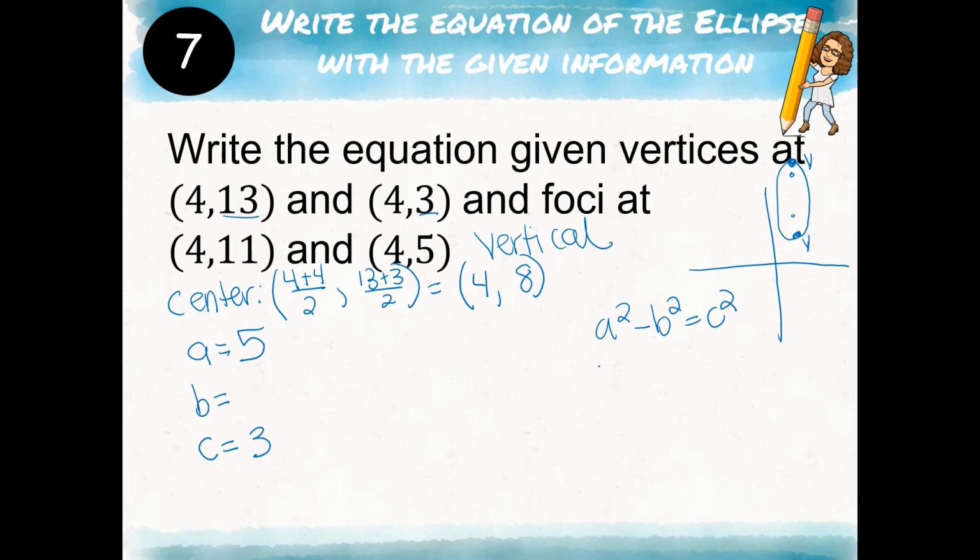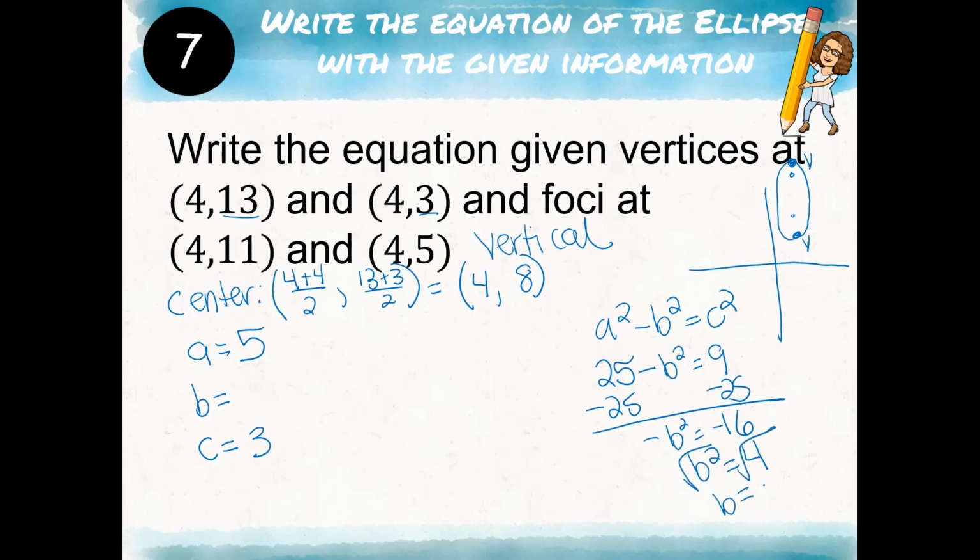Let's plug in what we know. We know that a squared is 25. Don't know b squared. That's what we want. And I know my c squared is 9. Let's solve. So I'm going to subtract 25. You're going to get negative 16. I know b squared is 4, or b. Oh, hold up. B squared is 16. Sorry, guys, jumped the gun. B is 4. There we go.